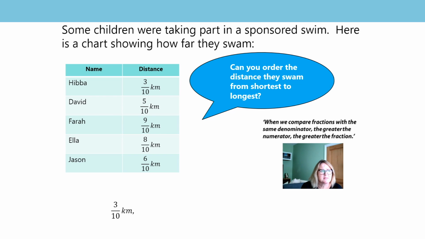So what's next? 5, 9, 8. Right, David at 5/10 of a kilometre. And then Jason at 6/10 of a kilometre. Ella at 8/10 of a kilometre. And Farah is 9/10 of a kilometre.